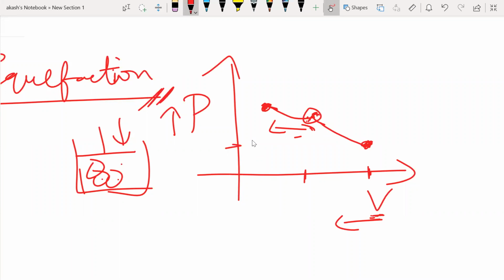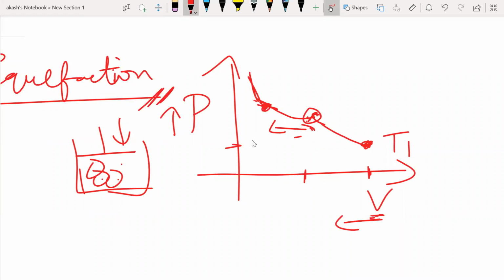So almost a curve like this. This is what you will get. You'll see almost the volume is constant even though the pressure is varying. So this is how the curve looks for any liquefaction. And obviously this is going to happen at a particular temperature, say T1.